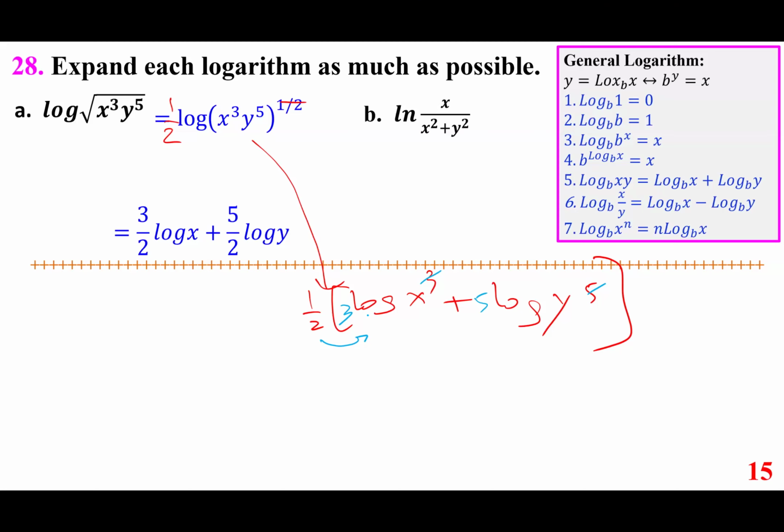A part B is ln of the top minus ln of the bottom, and it can't be simplified, so ln x minus ln of x squared plus y squared.